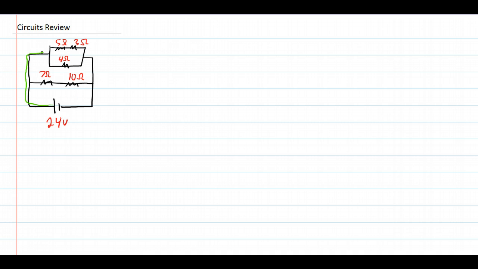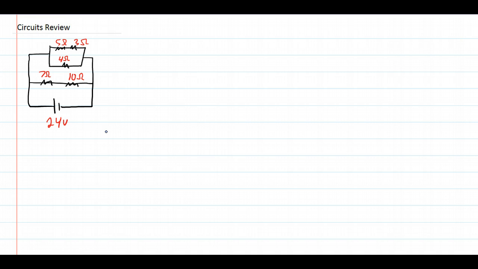If we look at this loop right here, where we go down across the 4 ohm resistor, and then back around like that. Because this is a closed loop, our total voltage drop has to equal 24 volts. But because we only have the one 4 ohm resistor on the loop, the voltage drop of that resistor has to equal 24 volts. Alright, so with those two things in mind, let's move towards solving our circuit.